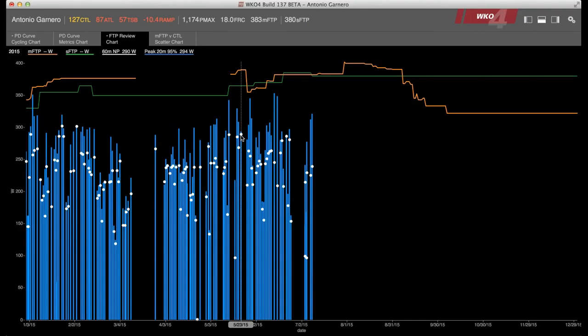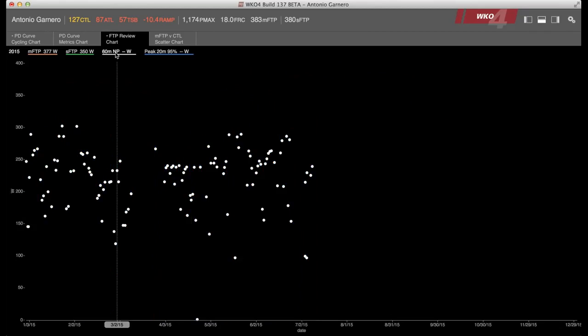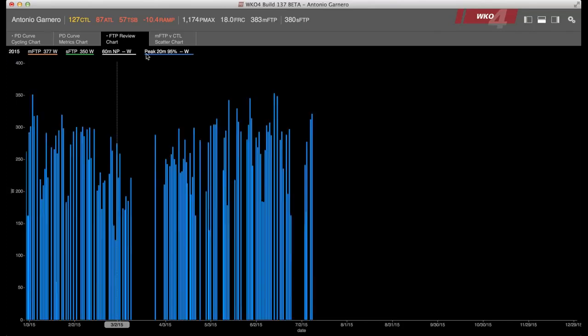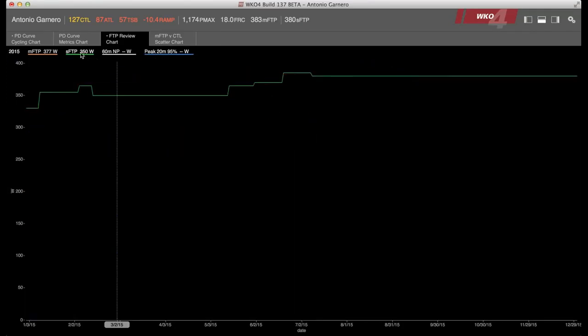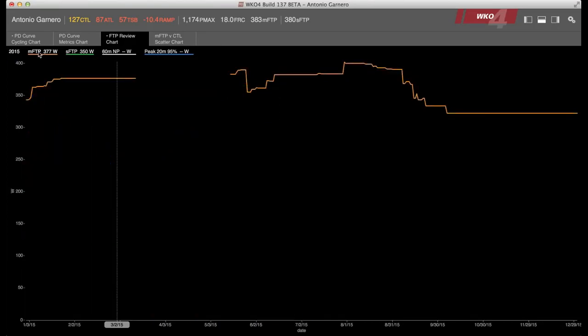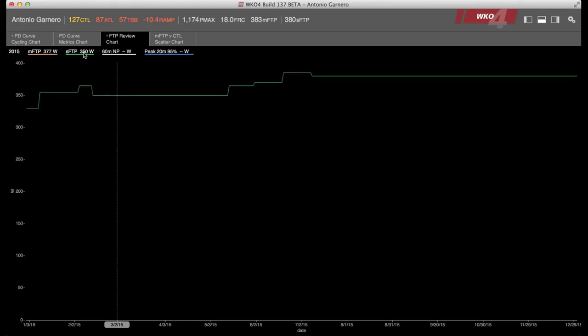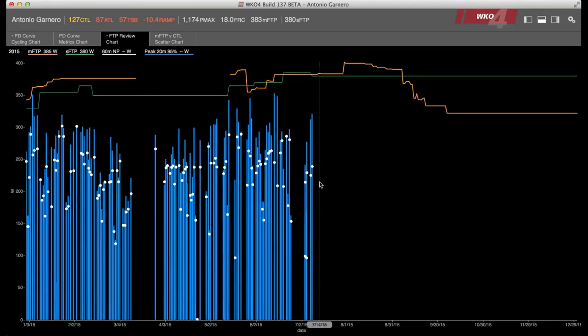That's essentially his 20-minute best, and then subtract 5% from that, across every single ride all across this whole year, 2015. The white dots are the 60-minute normalized power. So there's 60-minute normalized power across all of these dots, 20-minute normalized power, there's his set FTP, what I've set in the software, and there's his modeled FTP right there in the model. That way you get a little feel for exactly what's going on.